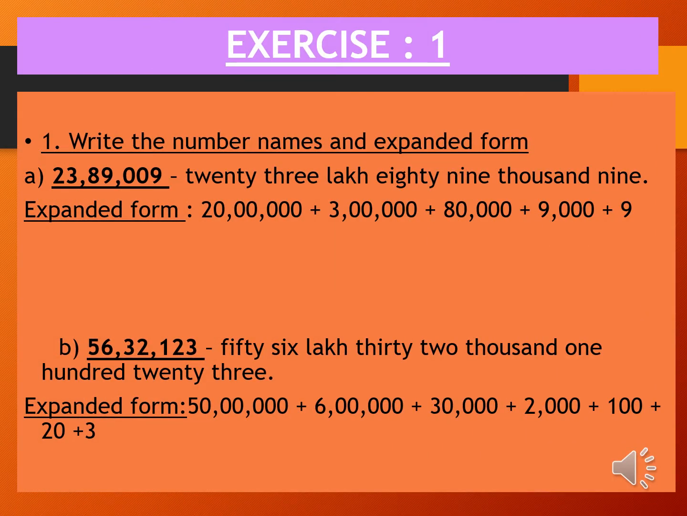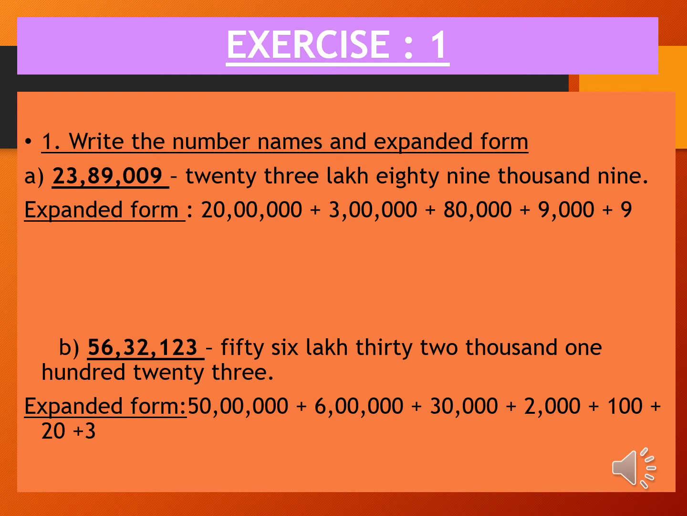Next, we want to do the exercise question. Question 1. Write the number names and expanded form. The first number given is 23,89,009. We want to write that in words. And now we want to write the expanded form of that number.